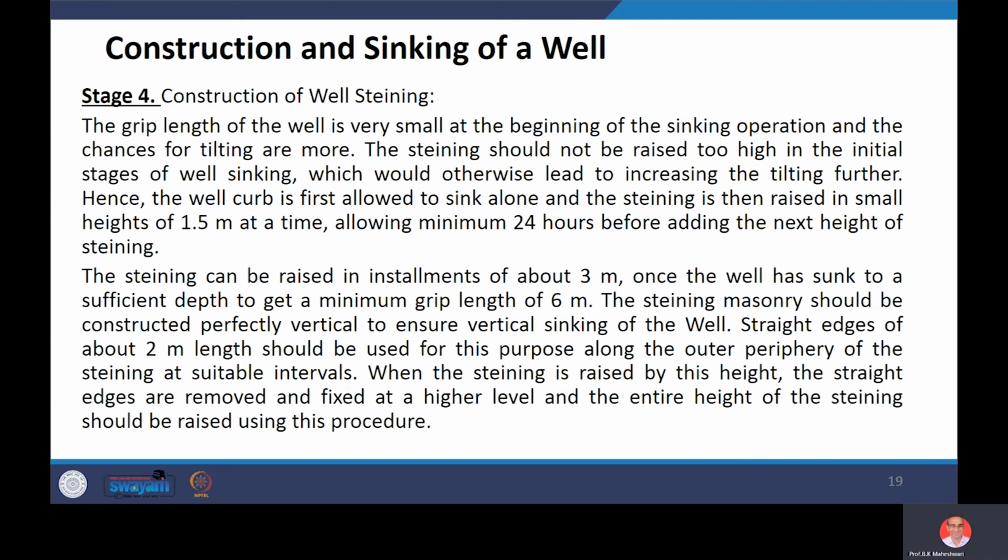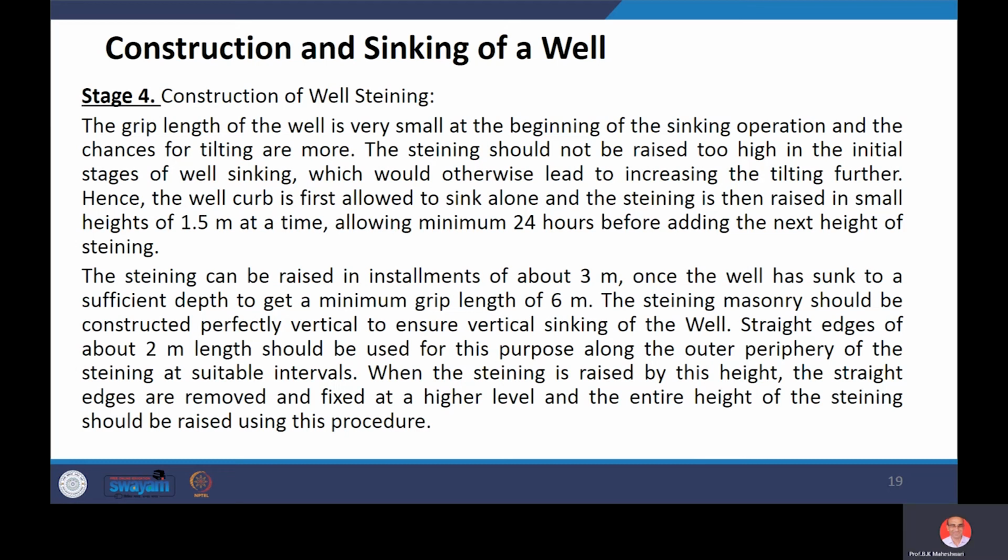The staining can be raised in installments of about 3 meter once the well has sunk to a sufficient depth to get a minimum grip length of 6 meter. So once your well has sunk to 6 meter, then we can increase the staining in increments of 3 meter. Before that, the increment should not be more than 1.5 meter.